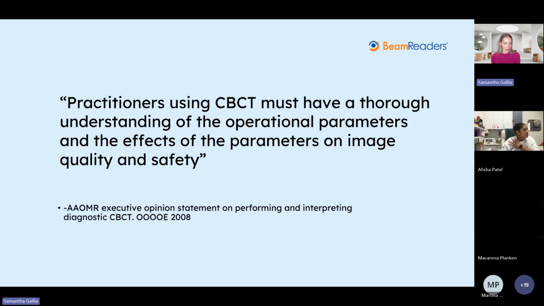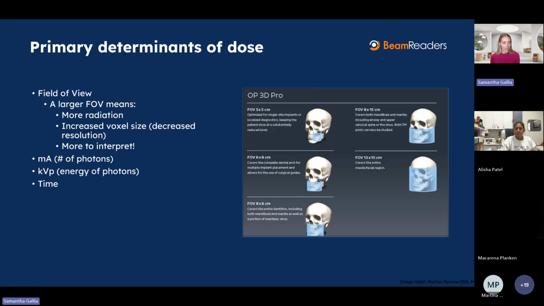And then I really like this statement. This is from the AAOMR Executive Opinion on Performing and Interpreting Diagnostic CBCT. It says practitioners using CBCT must have a thorough understanding of the operational parameters and the effects of the parameters on image quality and safety. So this is basically saying, if you're utilizing a CBCT as the doctor, it is your responsibility to understand the parameters of your machine, the results of these parameters, and how that affects your image quality and radiation safety. So you have to understand your machine so that you can use it correctly.